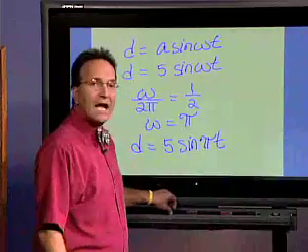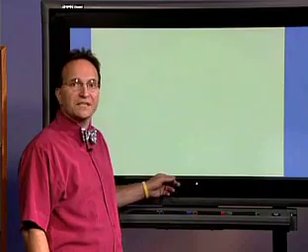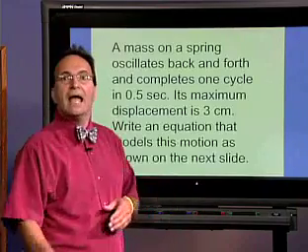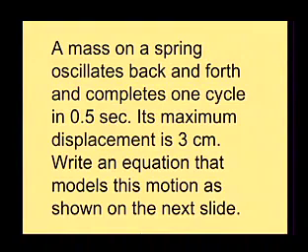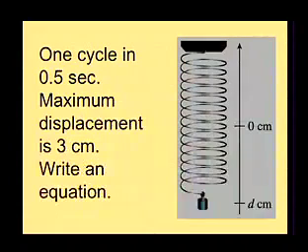Well, now it's time for you to try a problem similar to the one we just did. A mass on a spring oscillates back and forth and completes one cycle in 1/2 of a second. Its maximum displacement is 3 centimeters. Write an equation that models this motion as shown on the next slide.